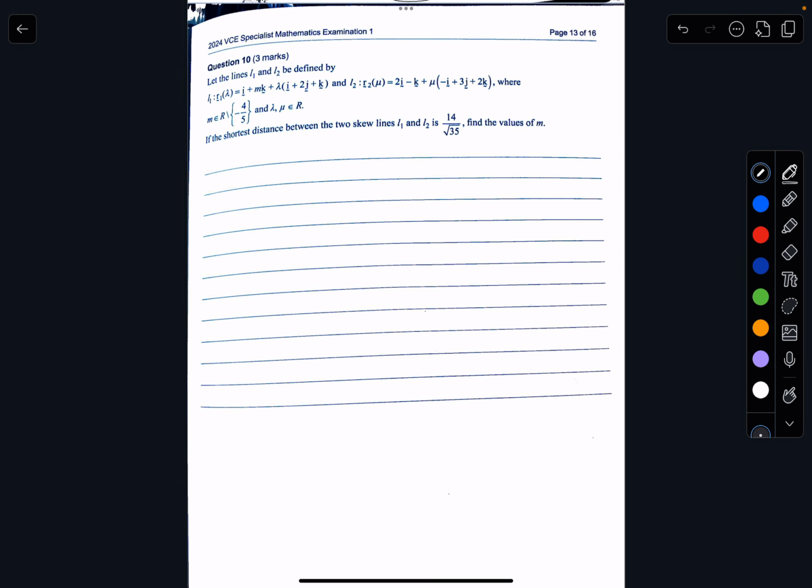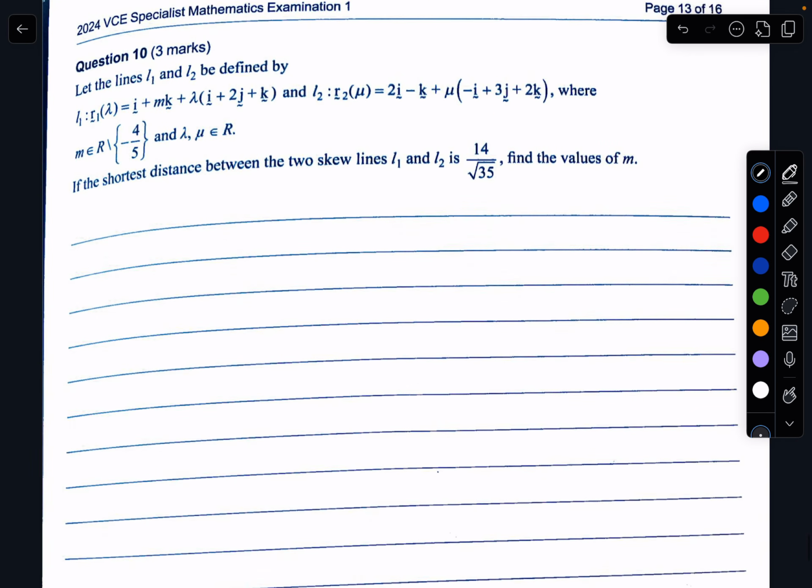Let lines L1 and L2 be defined by those two. If the shortest distance between the two skew lines L1 and L2 is 14 on root 35, find the values of m. So that's pretty mean to ask a distance between skew lines question, because the formula is not in the formula sheet, but I believe it's the magnitude of A2 minus A1 dot D1 cross D2 over the magnitude of the cross product.